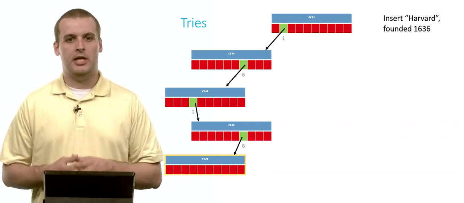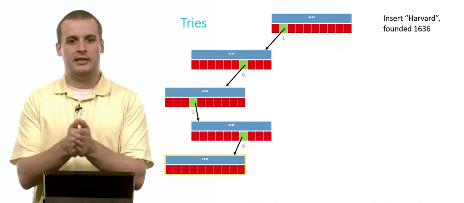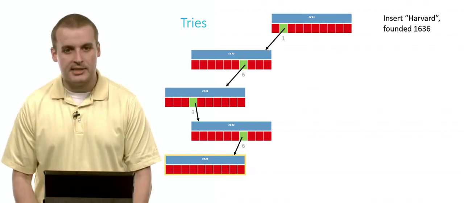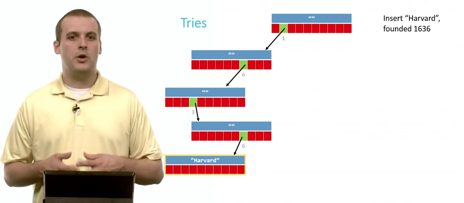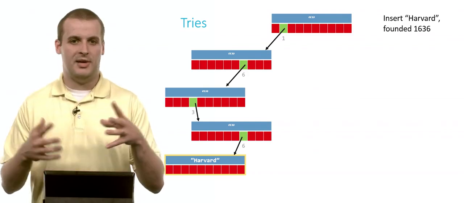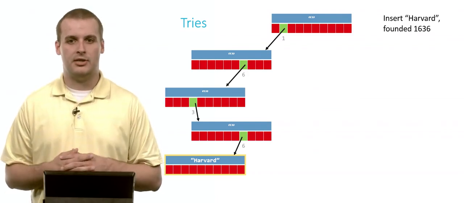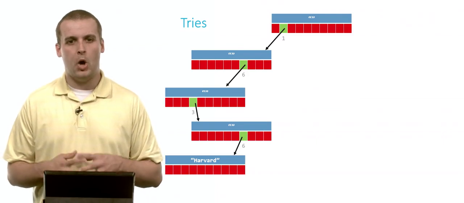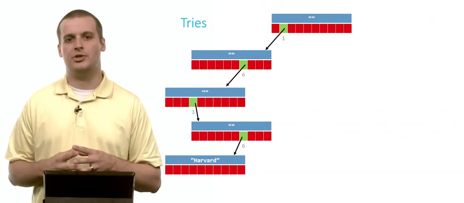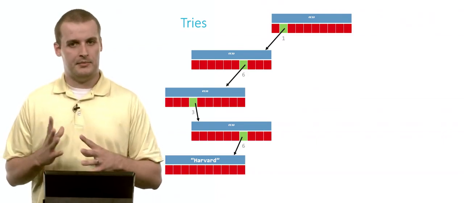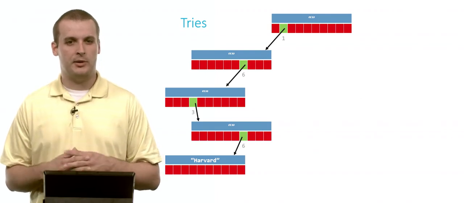If we start at the root and we go down 1 and then 6 and then 3 and then 6, where are we? Well, if we look down and we see Harvard, then we know that Harvard was founded in 1636 based on the way we're implementing this data structure. So that was hopefully straightforward. We're going to do 2 more insertions, and hopefully it'll help to see this done twice more.